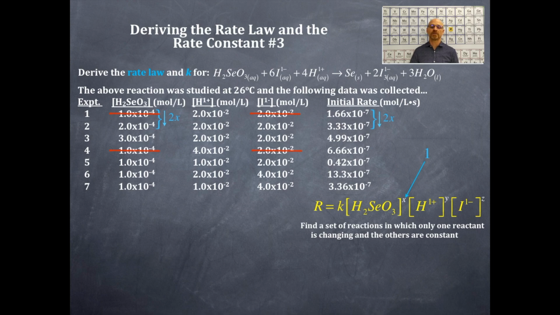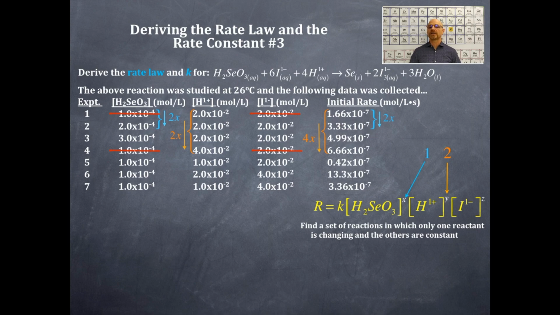So now what we're going to be doing is solving for the value of Y, or the order of the hydrogen ion concentration. So between reactions 1 and 4, the hydrogen ion concentration is doubling. And with reactions 1 and 4, the rate is going up by a factor of 4. So again, remember that if you double the concentration and you quadruple the rate, that means that this is second order, and that means that the order with respect to the hydrogen is 2. That's second order. All right.